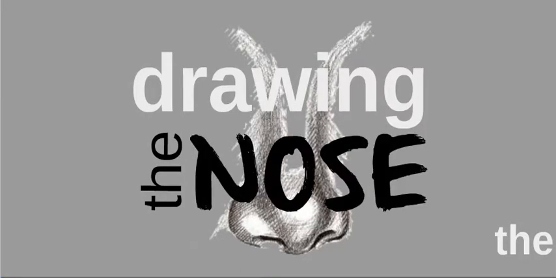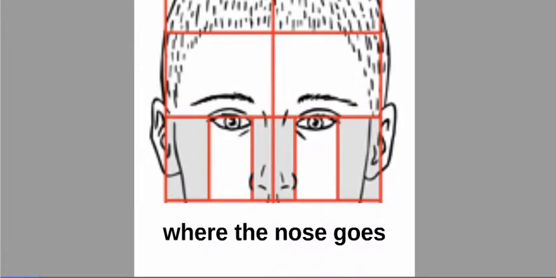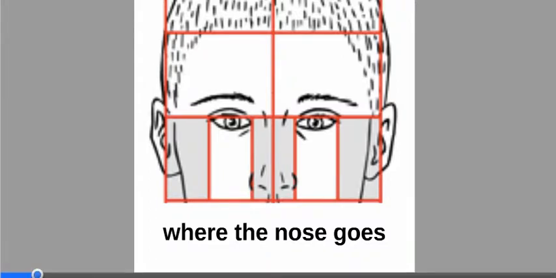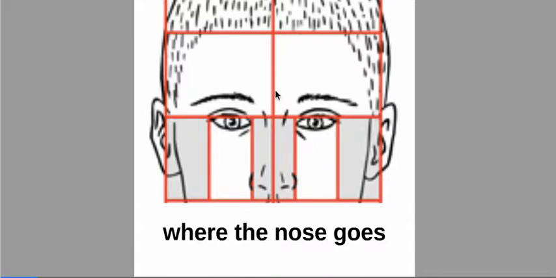Okay, so we're going to talk about the nose now and how to draw the nose. The first thing you need to know on the nose is where it goes. Remember, when you are mapping out your proportions, you put a vertical line going down the middle of your page, and halfway through your oval, you should have a line going across the horizontal part of your page.